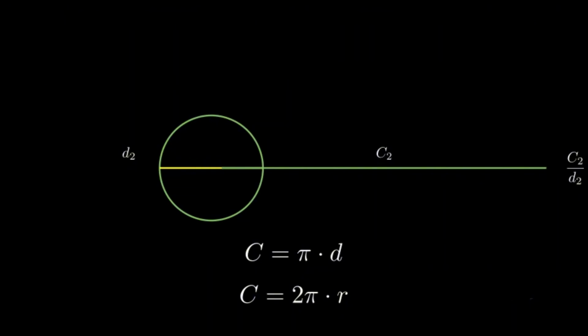To recap, we've discovered that for any circle, the ratio of circumference to diameter equals pi, approximately 3.14159. This gives us two useful formulas, c equals pi times d, or c equals 2 pi times r. These formulas work for circles of any size, from tiny atoms to giant planets.